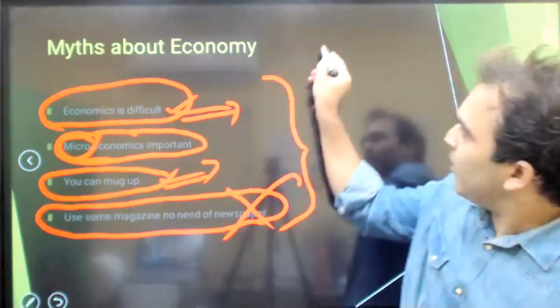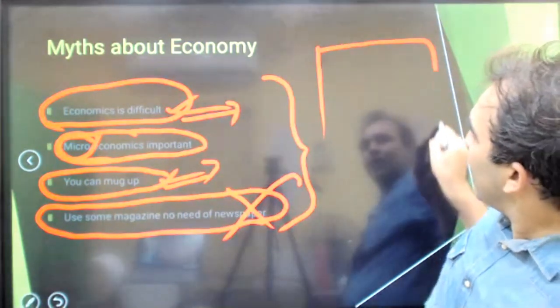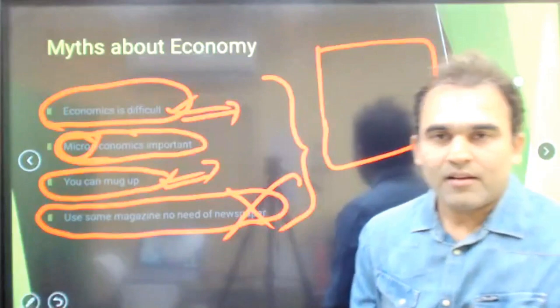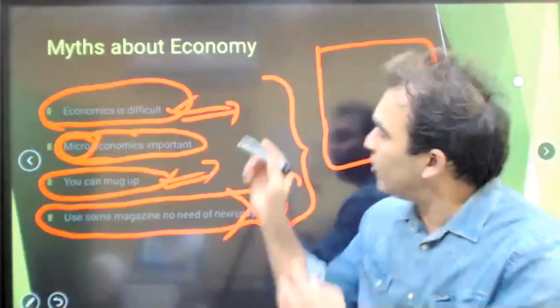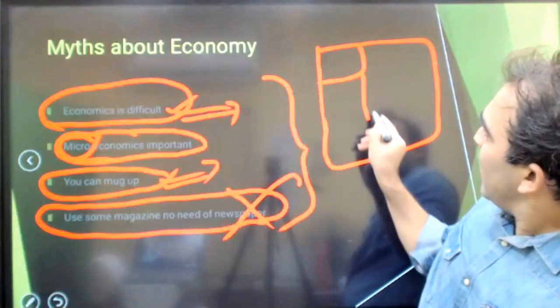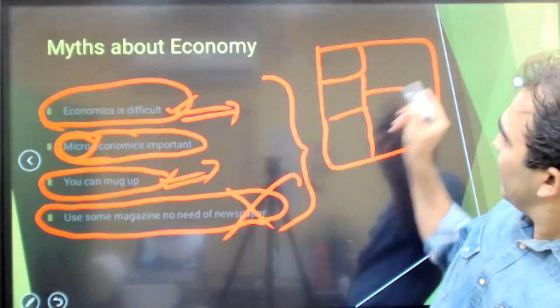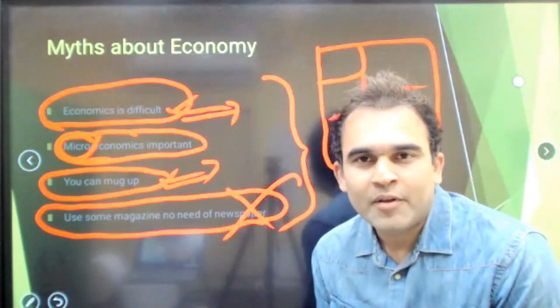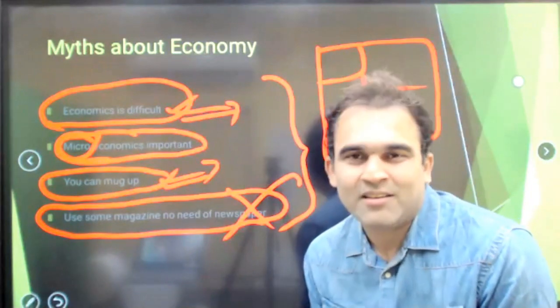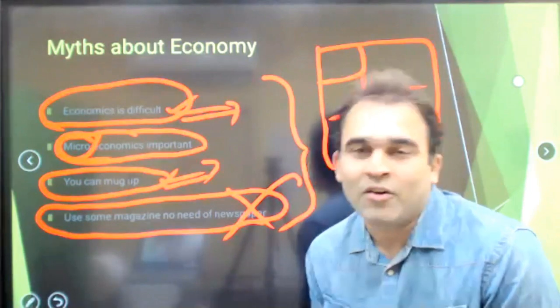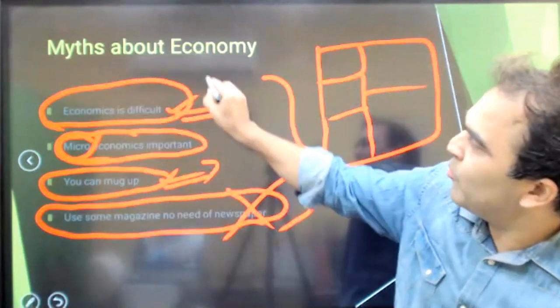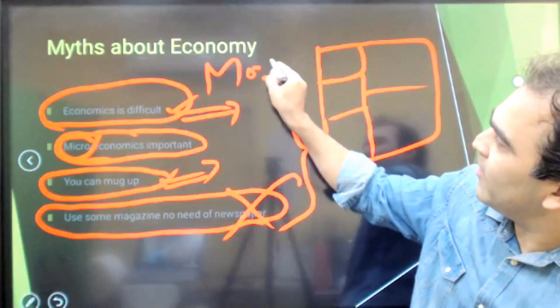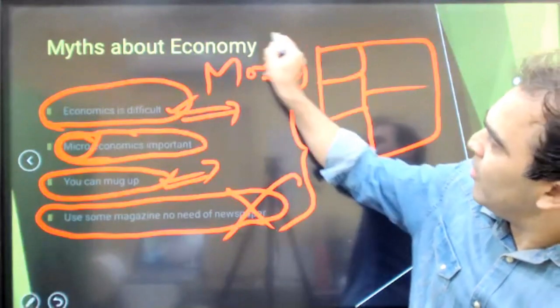Whereas when it comes to economy, you pick up the economy part of the newspaper, and hardly any of the topics or newspaper reports make any sense. Why? Because we don't talk about economics. More or less, the final debate about economy is money.